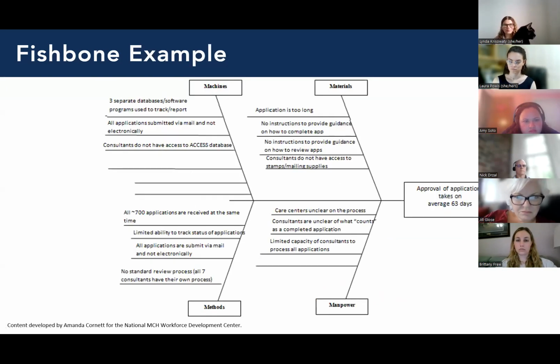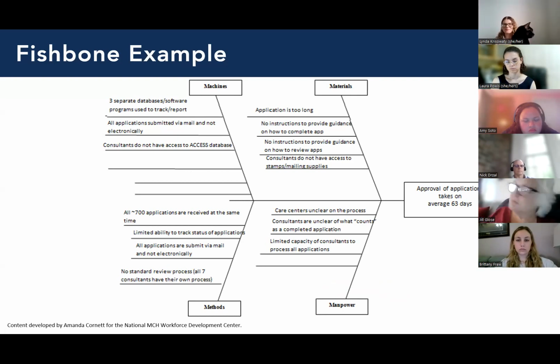So here's an example. We're not going to walk through this one in any detail, but I just wanted to show you what this can look like once it's populated. You can see that they've listed the problem statement over here on the right-hand side. In this particular case, the challenge or problem they're hoping to address and better understand the root causes of is that approval of applications is taking on average 63 days.